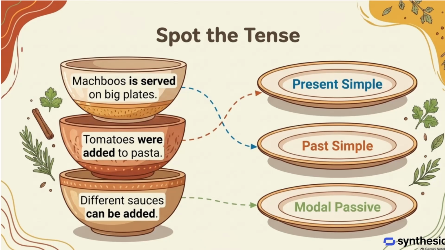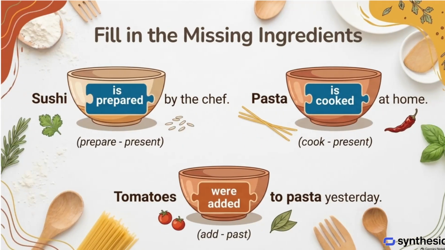So, always look at the helping words. They can help you identify the tense. Fill in the missing ingredients. Now let's complete the sentences. Look at the first sentence. Sushi. Prepared by the chef.